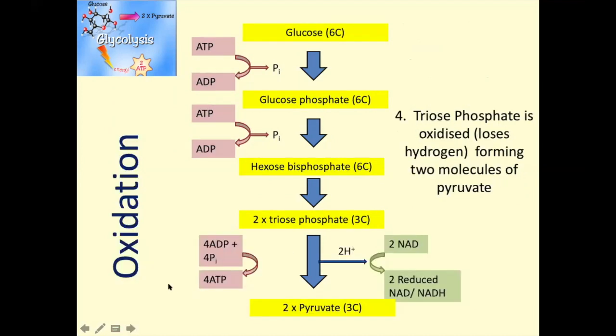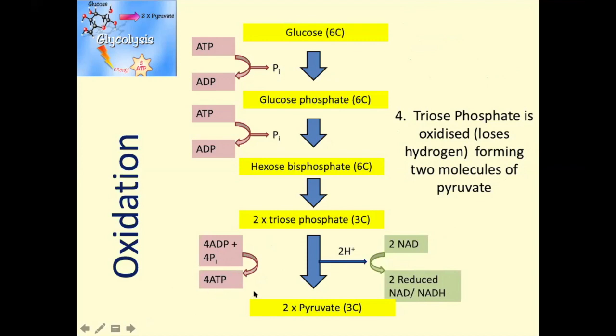Okay, but the important point here is triose phosphate is oxidized. Okay, it's going to lose hydrogen, forming the 2 molecules of pyruvate and getting back some of the ATP that's expended, and then we have NAD will go to reduced NAD. So I've also called NADH there. Okay.